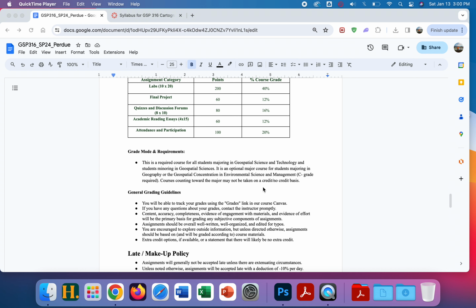So, general grading and guidelines, and I'm just about done. Guys, sorry for being a little wordy. I just want to make sure I have all the stuff covered before the course starts.